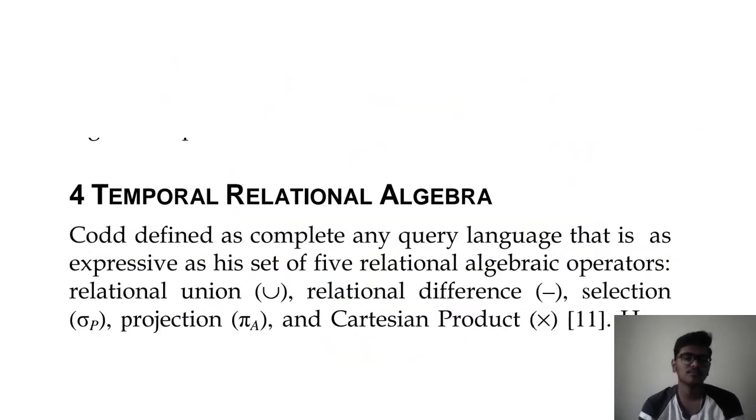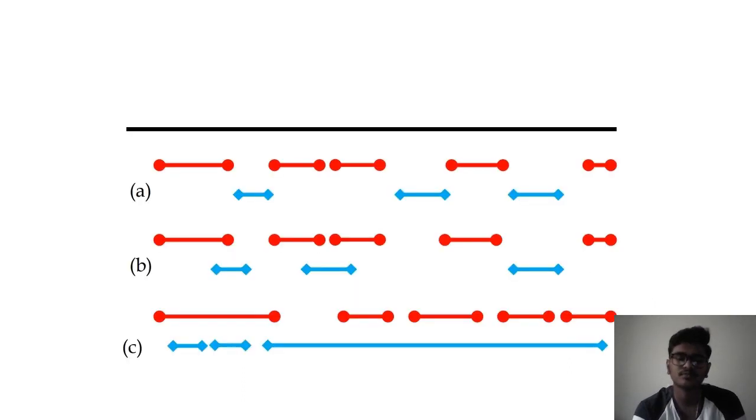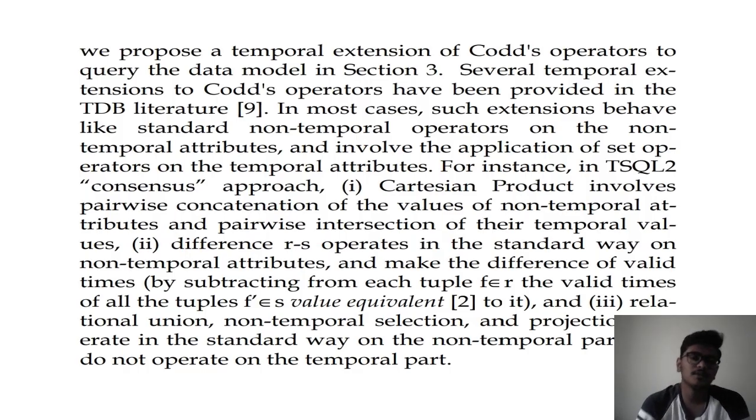Temporal relational algebra. Codd defined a complete query language as any query language that is as expressive as a set of five relational algebraic operators: relational union, relational difference, selection, projection, and Cartesian product. Here is an image describing the relational database. Here we propose a temporal extension of Codd's operators to query the data model in Section 3.